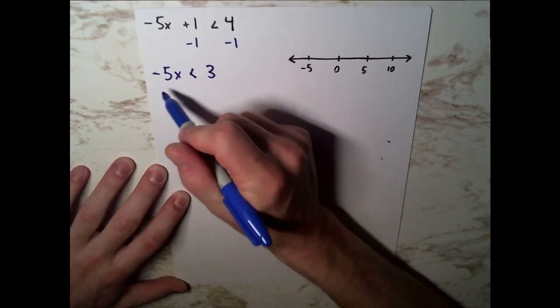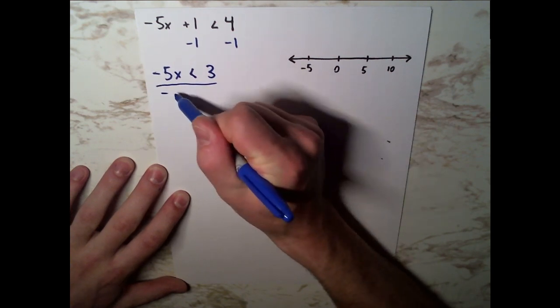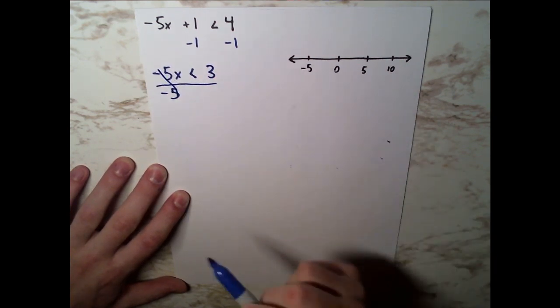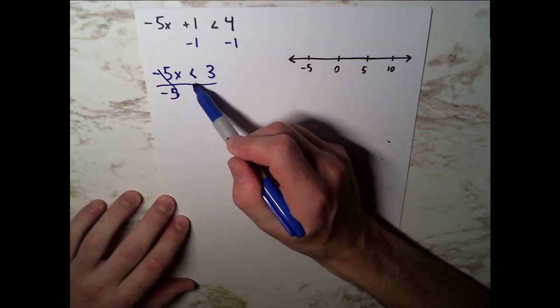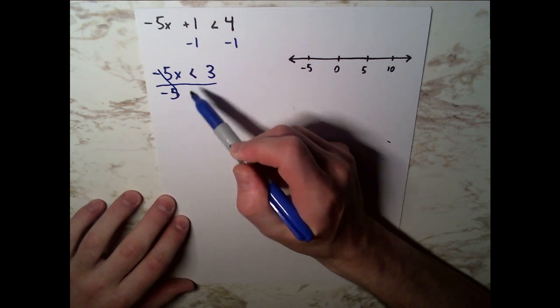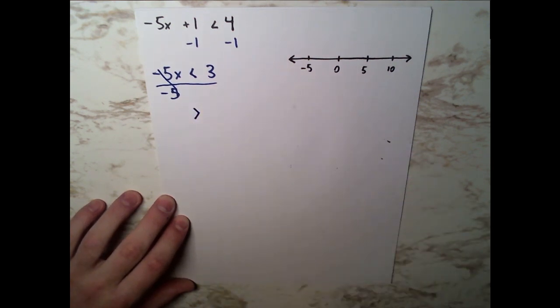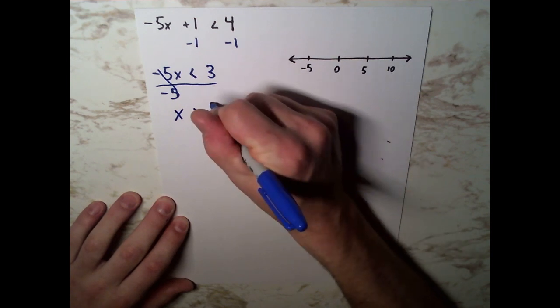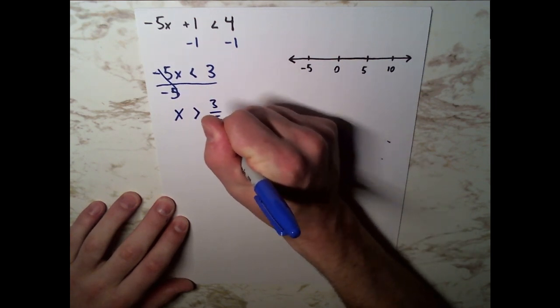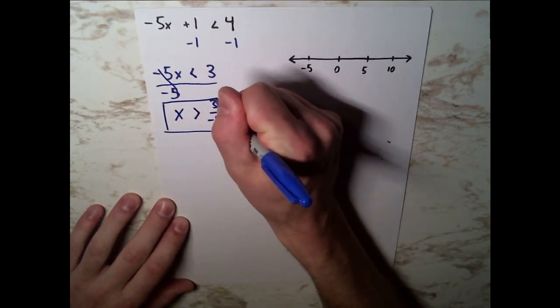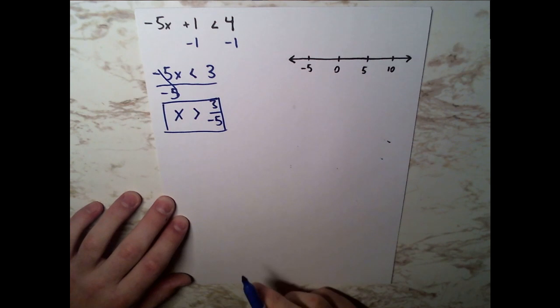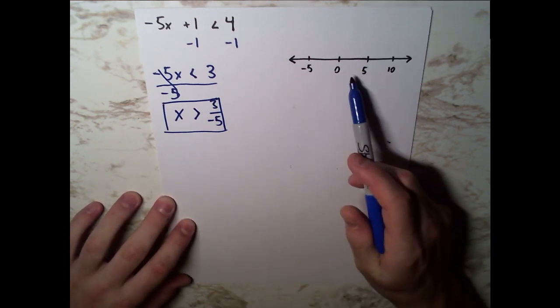And then we're going to divide this entire equation by negative 5 in order to get x by itself. And remember that this sign is going to now change directions just like that because we divided by a negative. So over here we just have an x left over, and then this is going to be 3 over negative 5. So this is our solution right here, and now we just have to put it up on the number line.